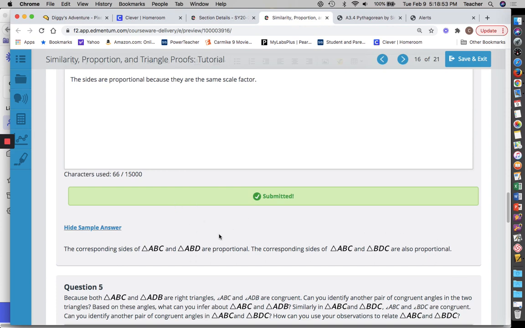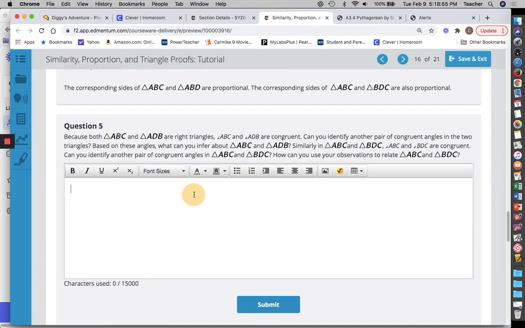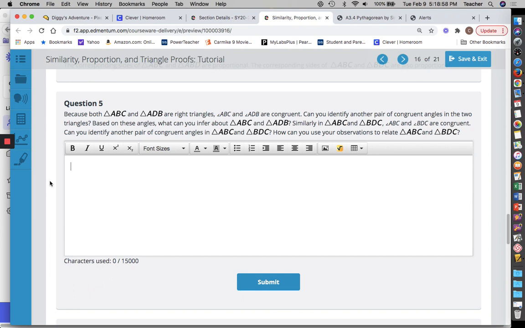Proportional. Proportional. All right, question 5. Both triangle ABC and triangle ADB are right triangles. ABC and ADB are congruent. The angle. Okay, that's an angle. Can you identify another pair of congruent angles in the two triangles? Based on these angles, what can you infer about triangle ABC and ADB?